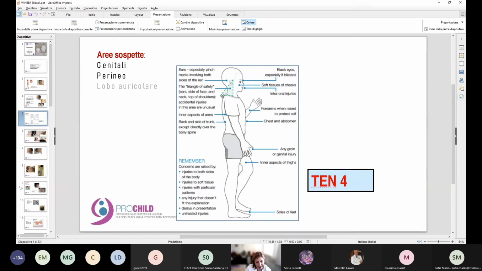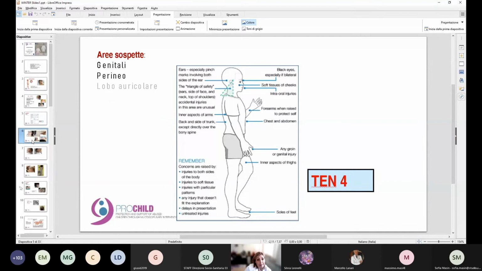And then as for the regions, we should remember the acronym TEN-4, and according to the American Academy of Pediatrics, we have to remember these regions. So the trunk, the ear region, and then the neck. 4 stands for children under 4 years old, or babies under 4 months of age.